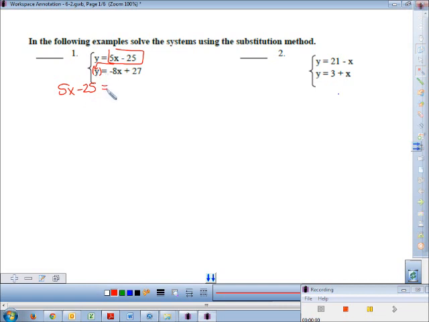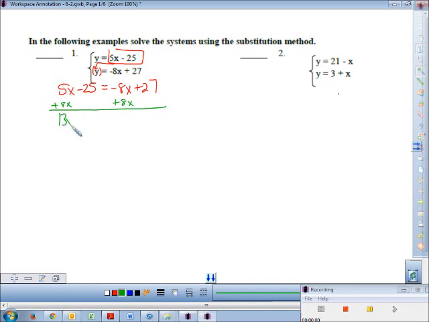Then I'm just going to copy the rest of this equation down. It equals a negative 8x plus 27. So this equation right here, I can totally solve for x. There's more than one x, and they're on different sides, so I will add 8x to both sides to get them on the same side. It doesn't matter which one you take over to what side.